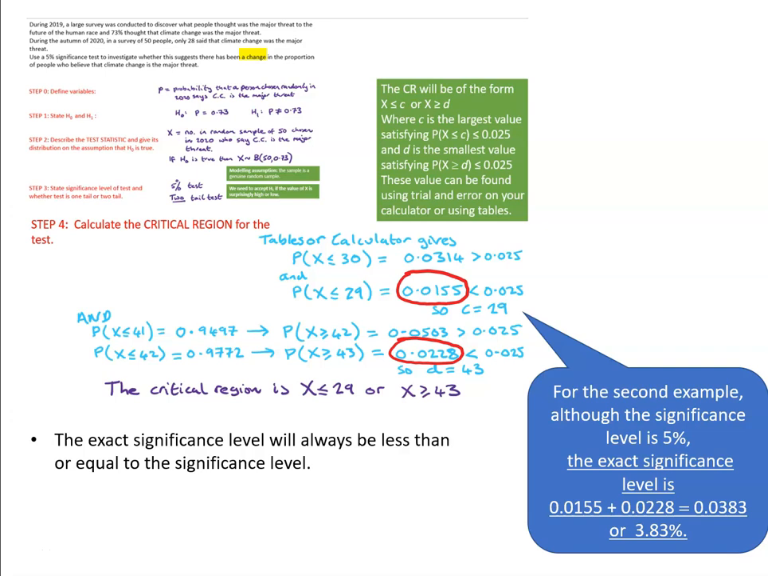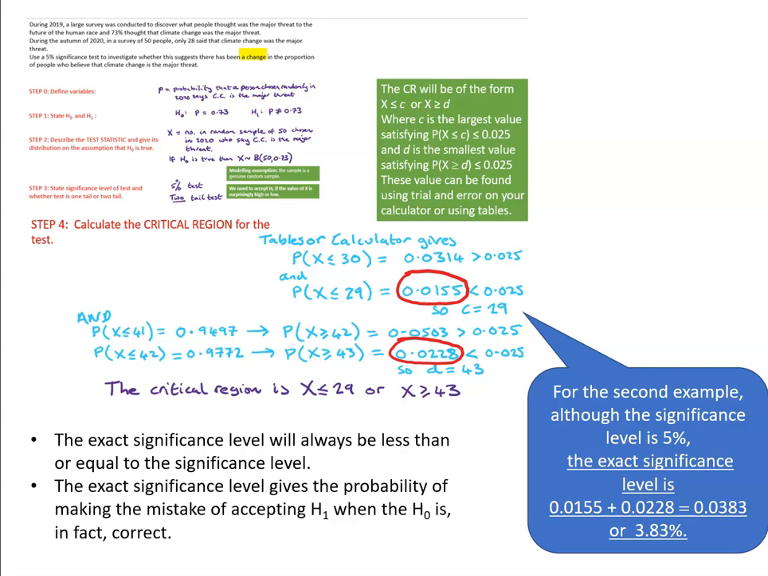Finally, we have two comments to make about the exact significance level. First of all, it's always going to be less than or equal to the significance level of the test. And the second thing is the exact significance level gives us the probability of accepting the alternative hypothesis when in fact the null hypothesis was the correct hypothesis.